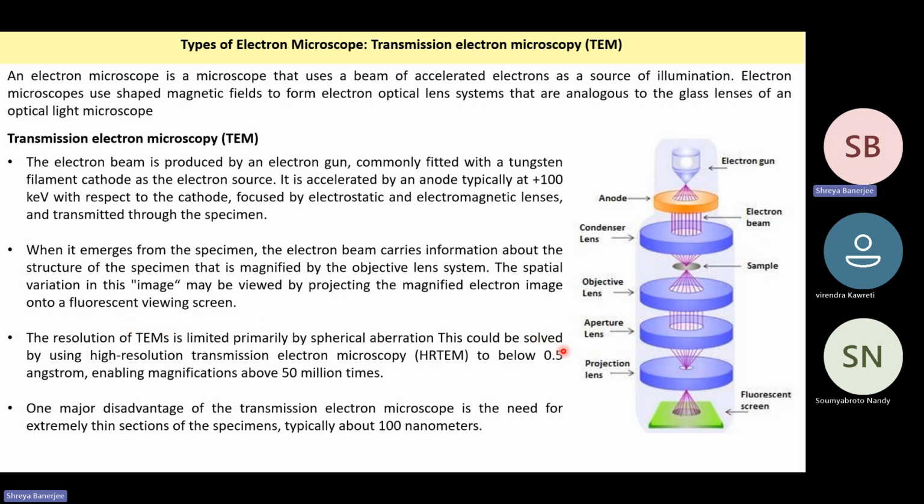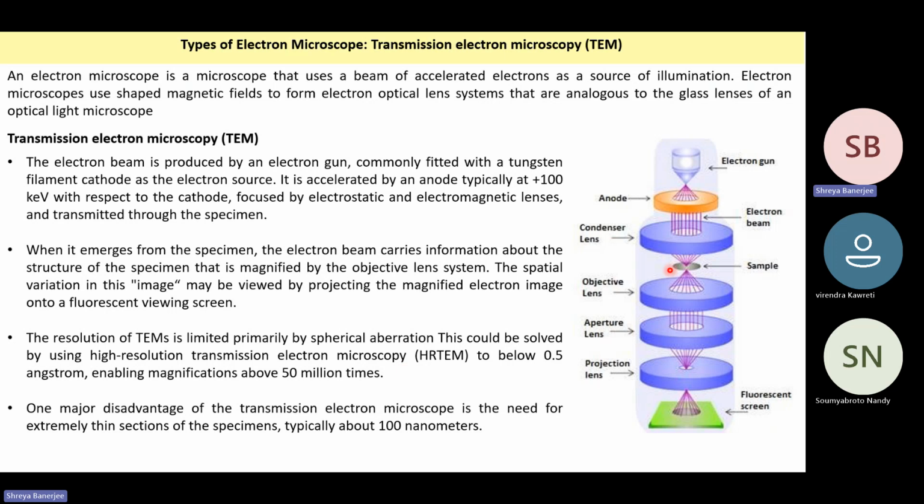This can be solved by using something called a high resolution transmission electron microscope, or HRTEM, and that will help you resolve to below 0.5 angstrom, which is a huge resolution, like a resolution of the atomic level. You can observe individual atoms by this resolution. So the magnification is more than 50 million times, which is incredible if you think that the initial light microscopes could only magnify by about 10 times.